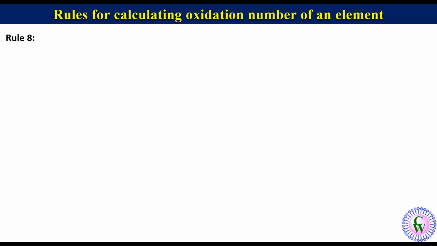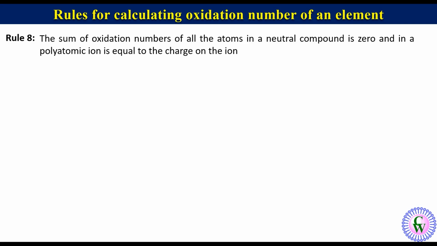Rule number 8. This is the last rule, which states that the sum of oxidation numbers of all the atoms in a compound is 0, and in a polyatomic ion it is equal to the charge on the ion. This rule is useful to calculate the oxidation number of an element in a compound or ion.